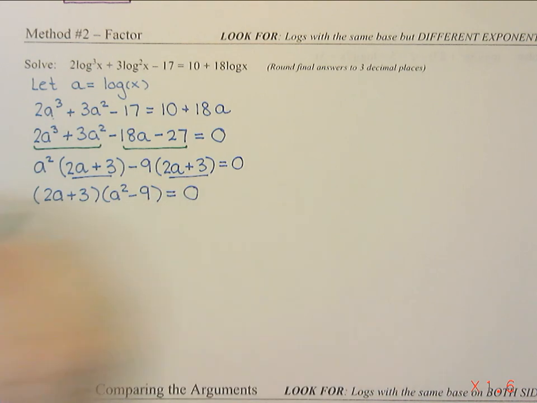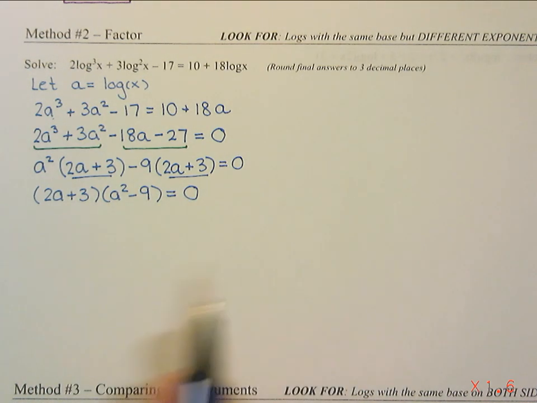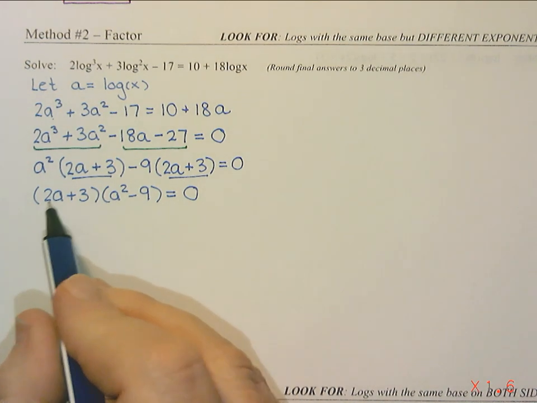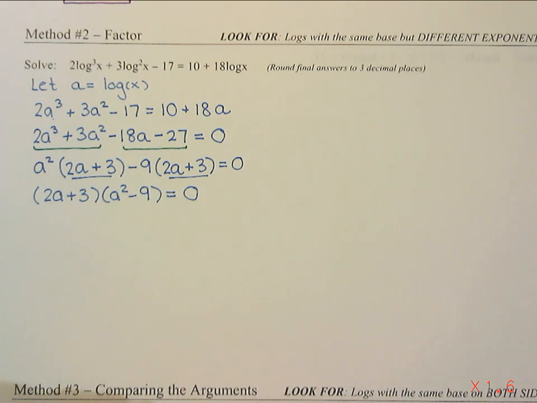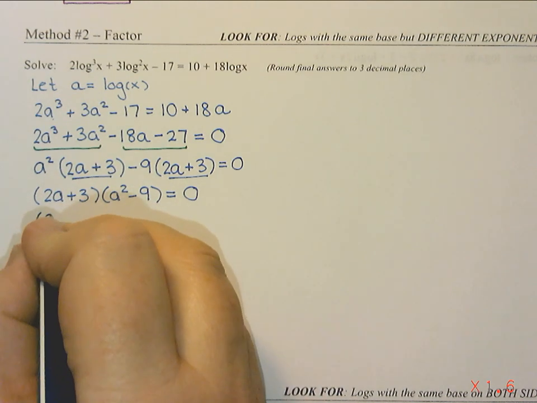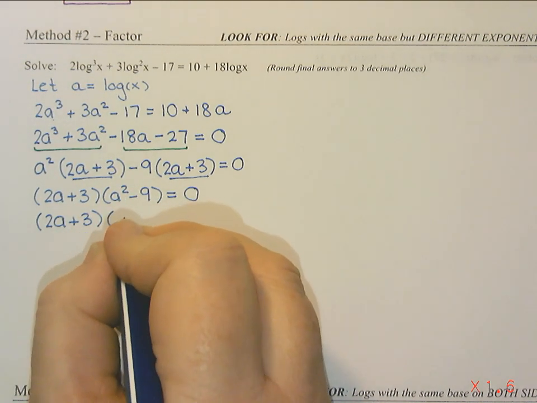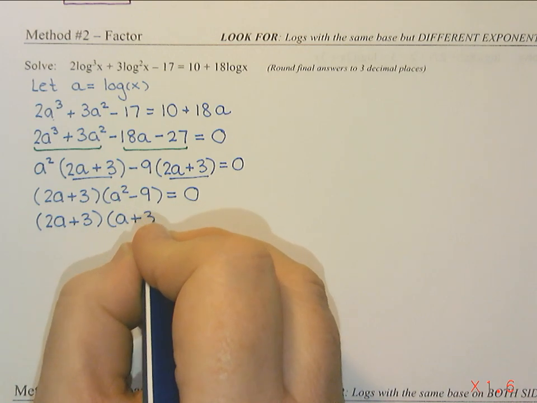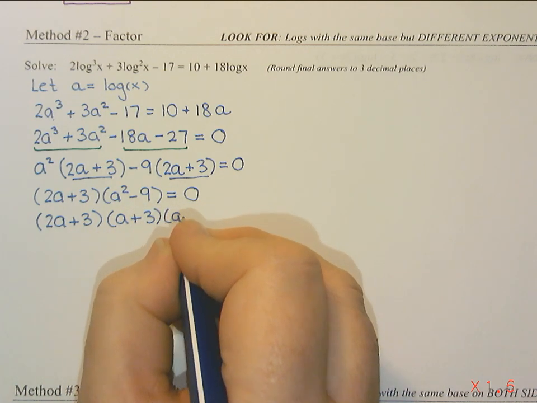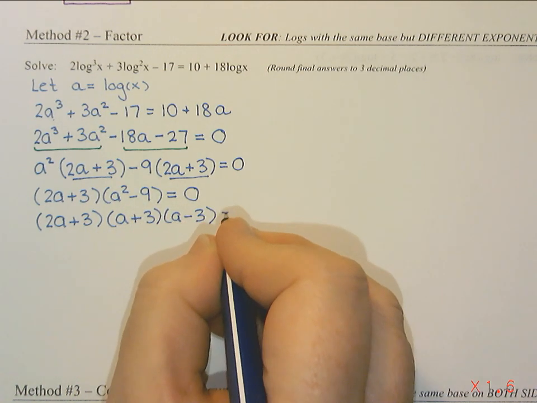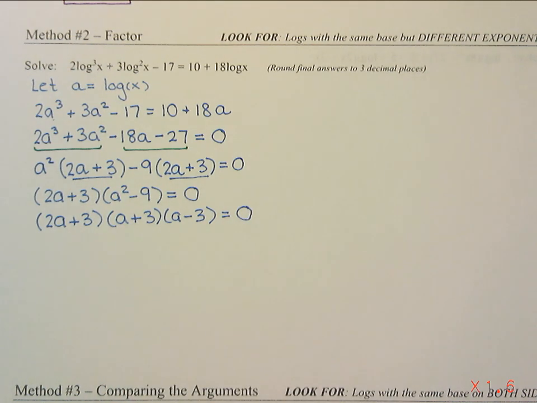And that equals 0. Okay, am I done factoring? Well, the first bracket does not have an exponent and there's no common factor, so it's done. But this one here is still a difference of squares. So I can say this is 2a plus 3, and then this would be a plus 3, a minus 3. I would square root each term, 1 plus 1 minus, and that still equals 0.